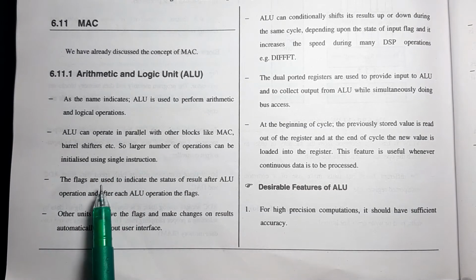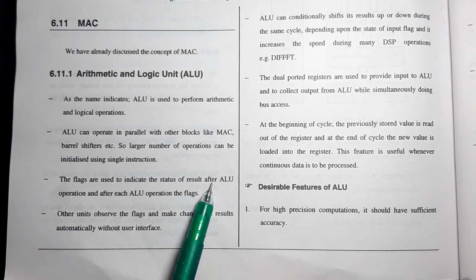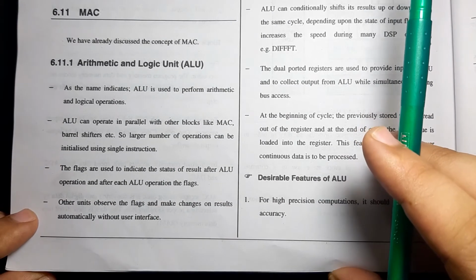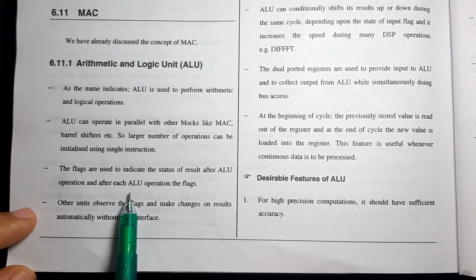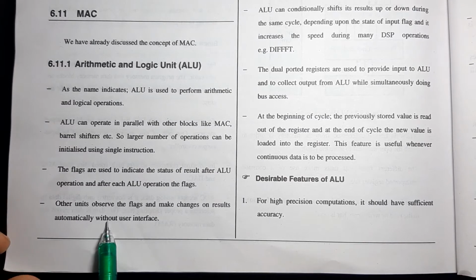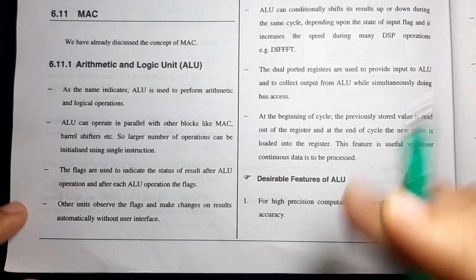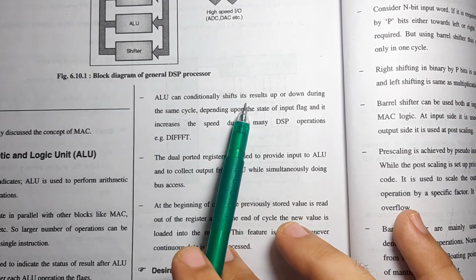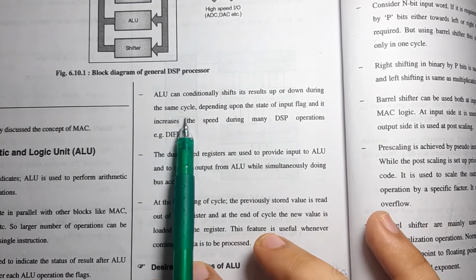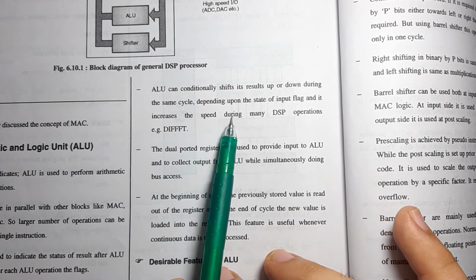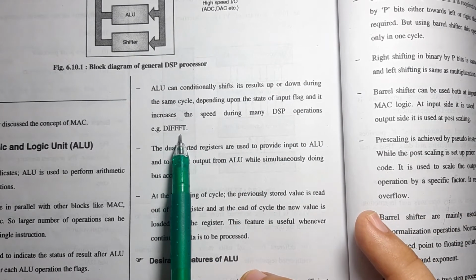So a larger number of operations can be initiated using a single instruction. Now the flags are used to indicate the status of the result after an ALU operation, and after each ALU operation the flag is updated. Now the other units observe the flags and make changes on results automatically without user intervention. So your ALU can conditionally shift its result up or down during the same cycle depending upon the state of the input flag, and it increases the speed during many DSP operations, for example DIF, FFT.